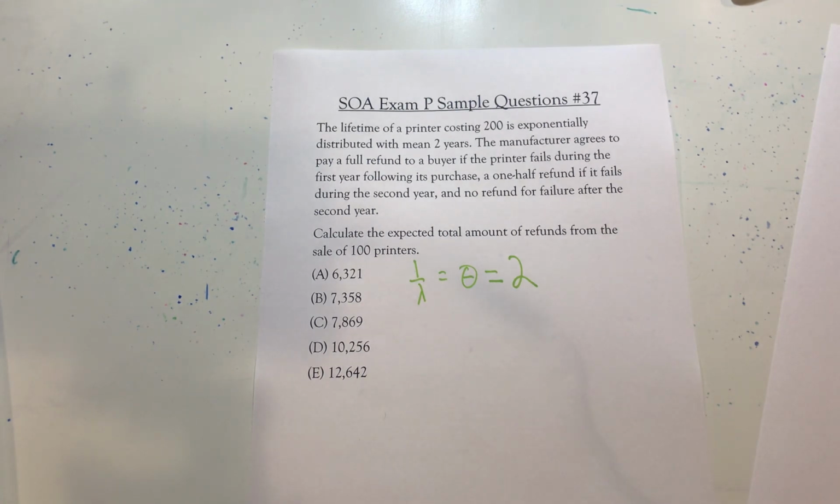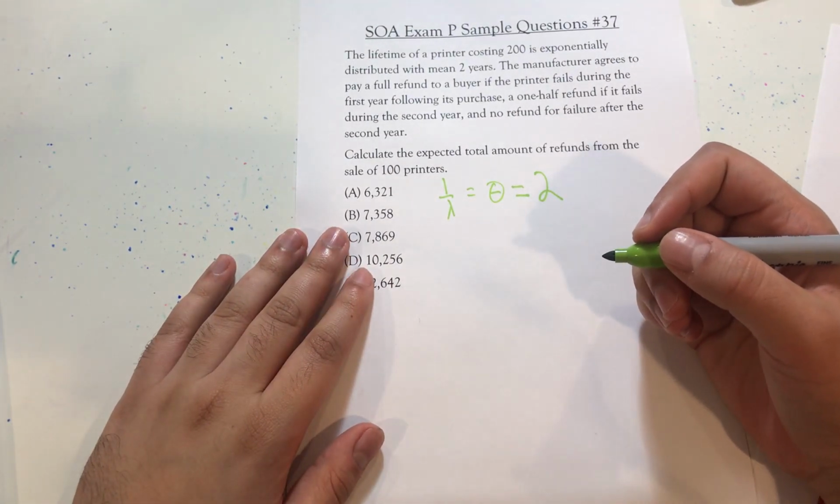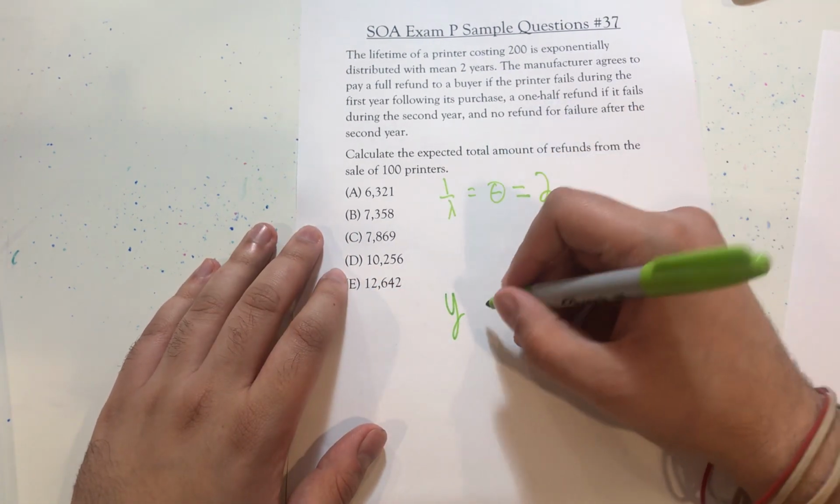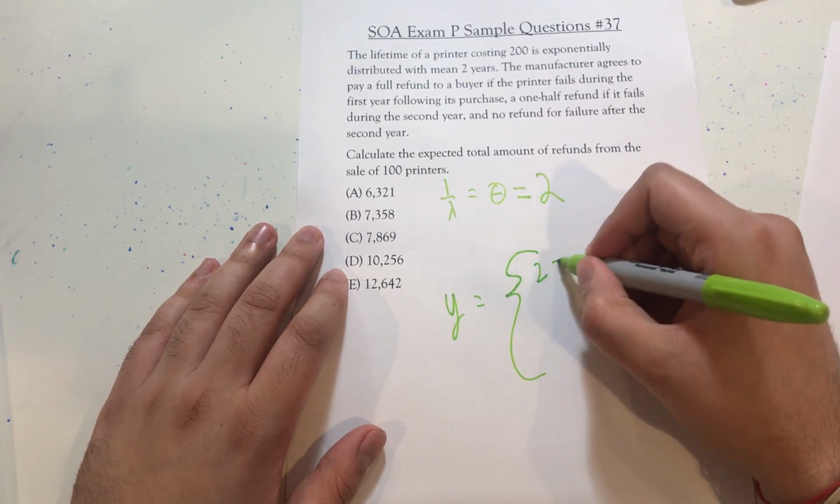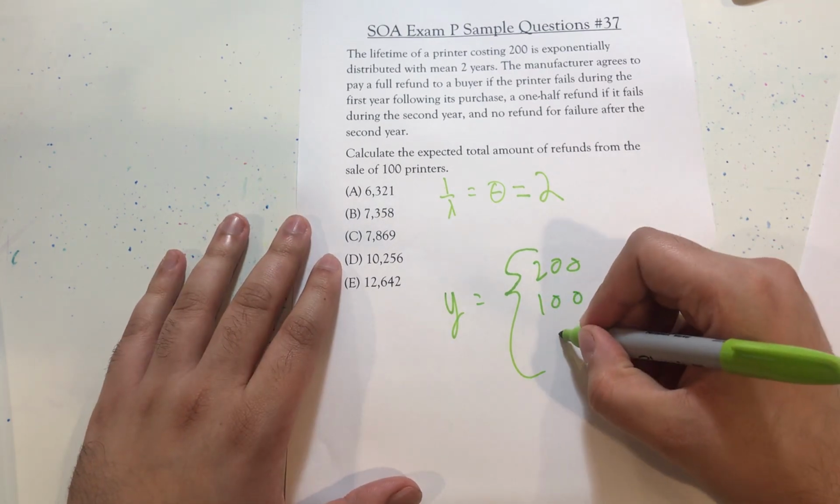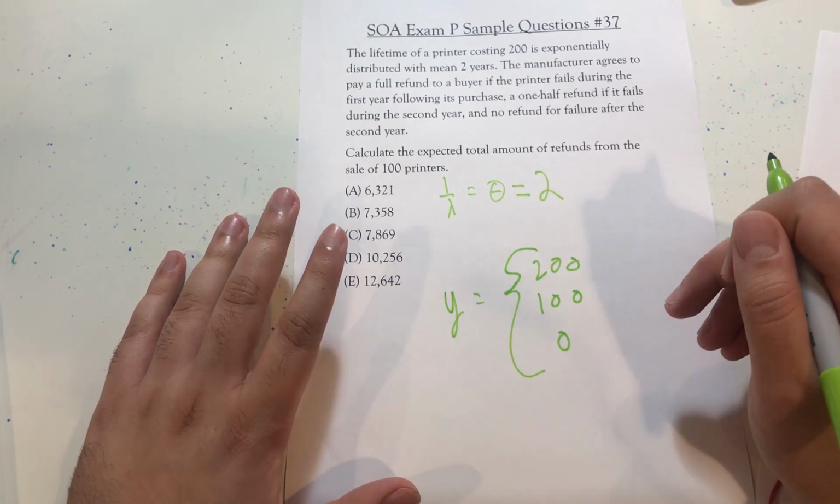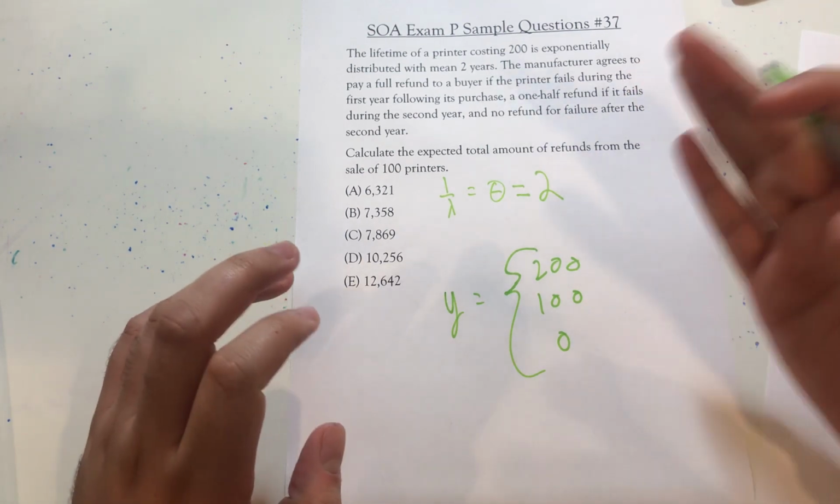Let's look at the different ways the manufacturer can give a refund. So let's say that Y is the refund amount. You can either get a full refund of 200, a half refund of 100, or no refund. And you only get a full refund if it breaks within 1 year. So let's figure out the probability of it lasting 1 year or less.